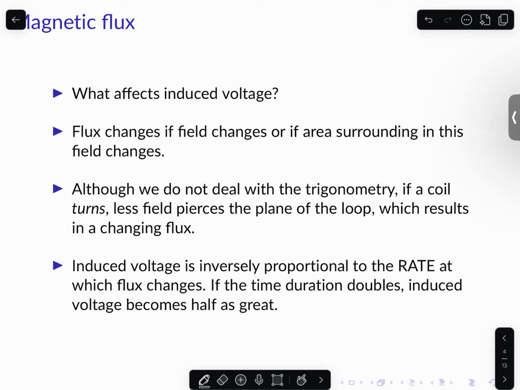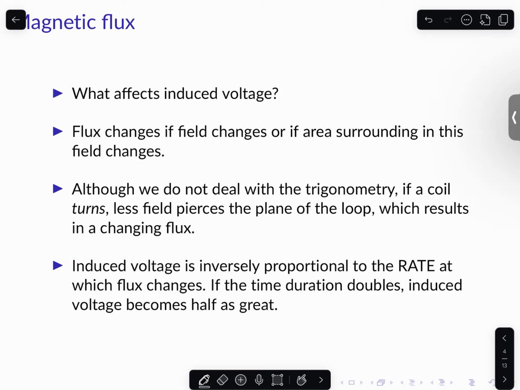Point 4 here. I've talked about how B changes phi, A changes phi, angle changes phi. Change in phi is not V. V is change in phi divided by change in time. So induced voltage is inversely proportional to the time over which the flux changes. If I take twice as long to change the phi a given amount, the voltage will be halved. Conversely, if I shake a magnet near a loop of wire faster, the less time it takes to change that flux, the bigger the induced voltage will be.